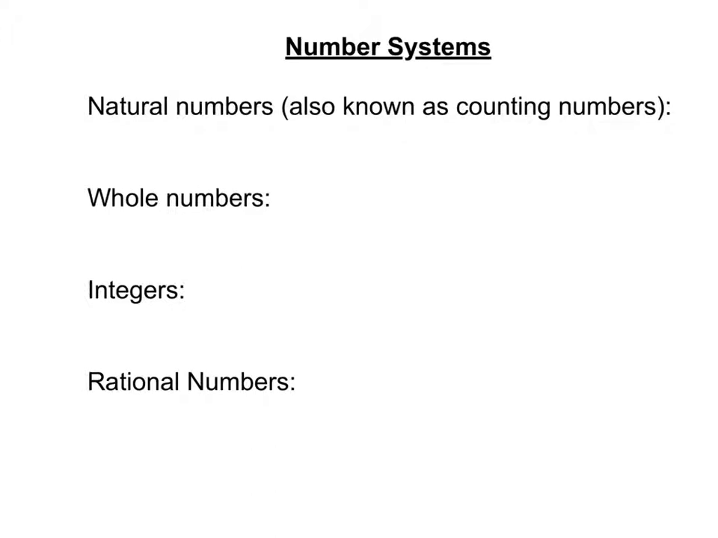The natural numbers are also known as the counting numbers, and the set of natural numbers just starts with the number 1. And it just goes 1, 2, 3, 4, 5, and goes on forever and ever and ever. As I said, they're known as the counting numbers or the natural numbers because it's just natural that when a young child starts to count, they start with 1, 2, 3, 4, etc.